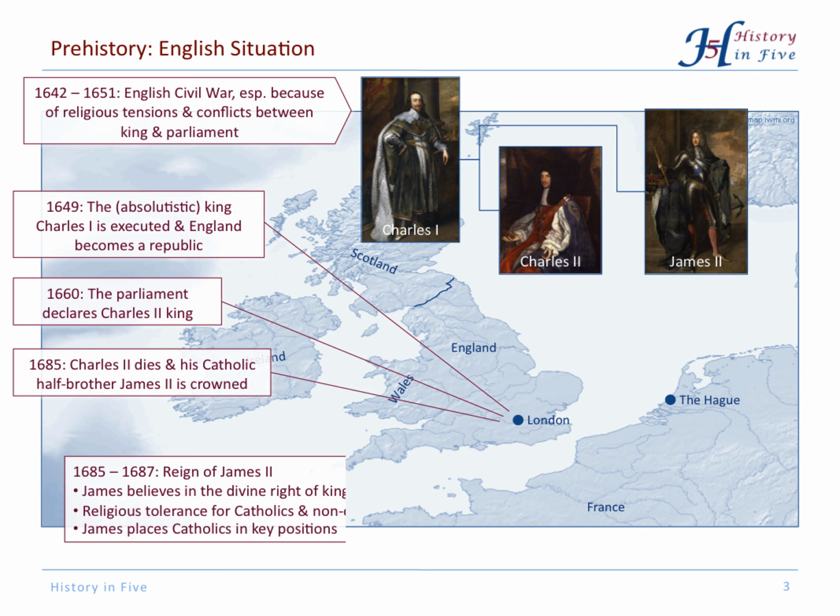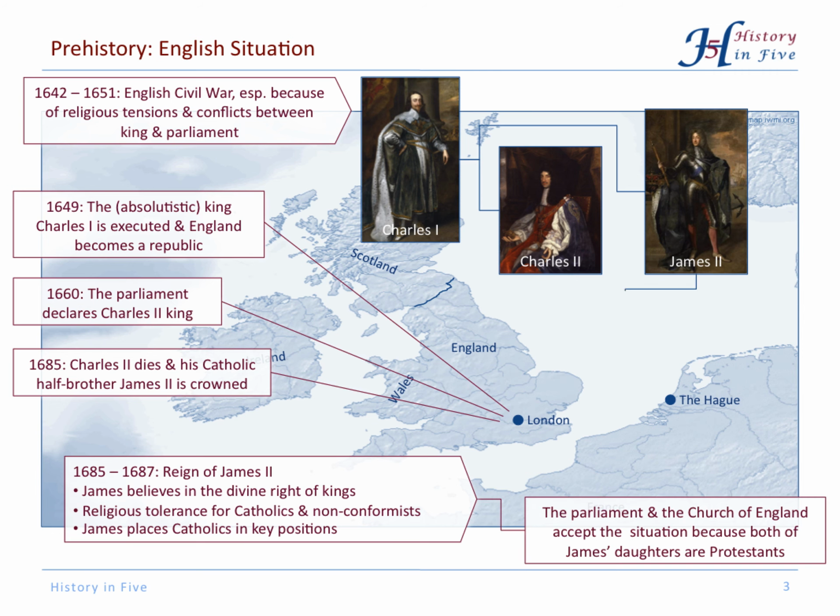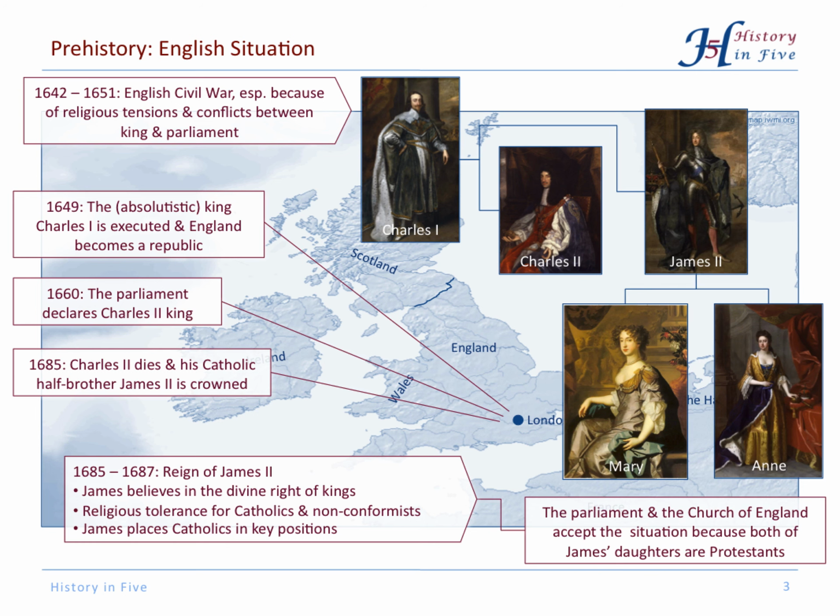James was Catholic and he wanted to promote the Catholic faith in England. Furthermore, he believed in the divine right of kings. So we have the same problems like we had before and during the English Civil War. But the establishment, especially Parliament and Church, were not worried. They said, right, this is a phase that will go by, because both of James' daughters were Protestants and married to Protestants.